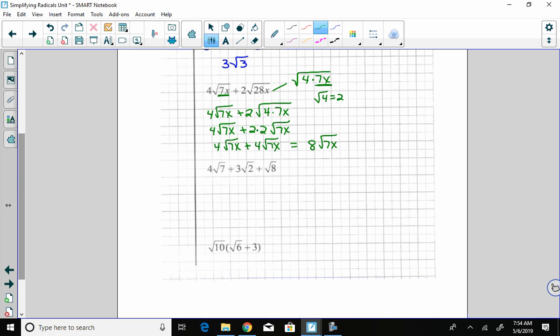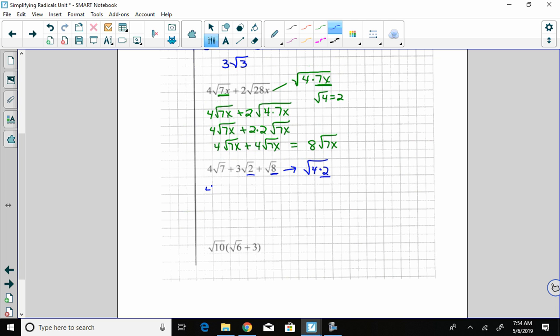What about 4 square root 7 plus 3 square root 2 plus the square root of 8? Well, first of all, I notice 7 and 2 are both prime. So I'm probably not going to be able to ever get those two to combine. However, my square root of 8, I can simplify. And so the square root of 8 is the same as the square root of 4 times 2. And that's going to be helpful because now I've got that one.